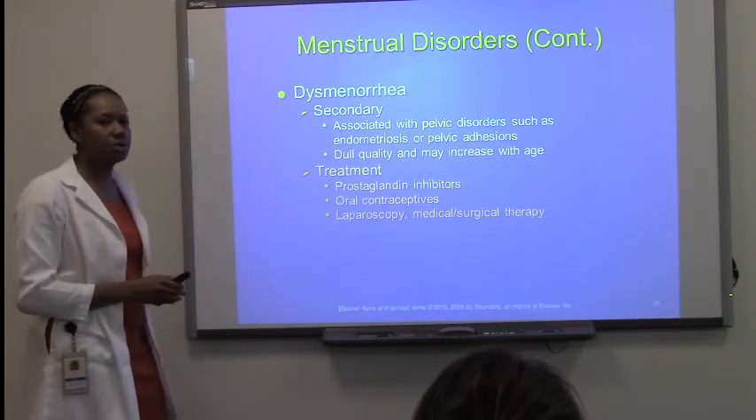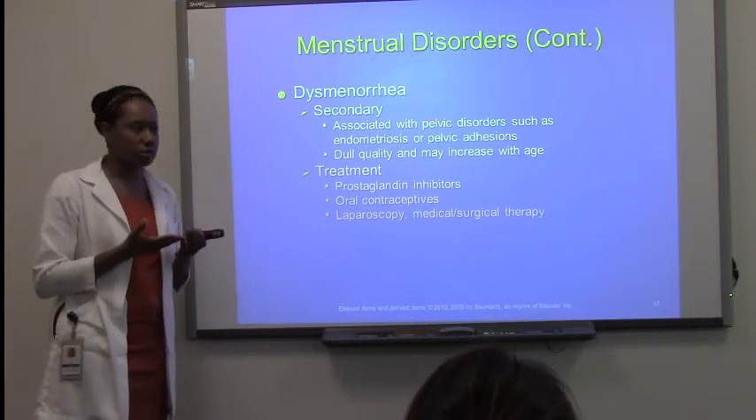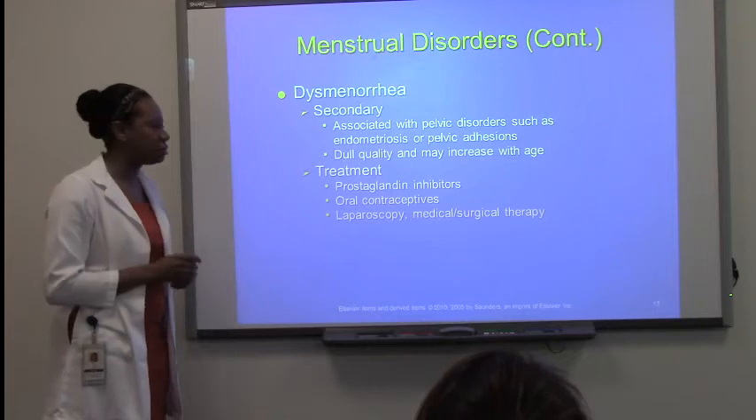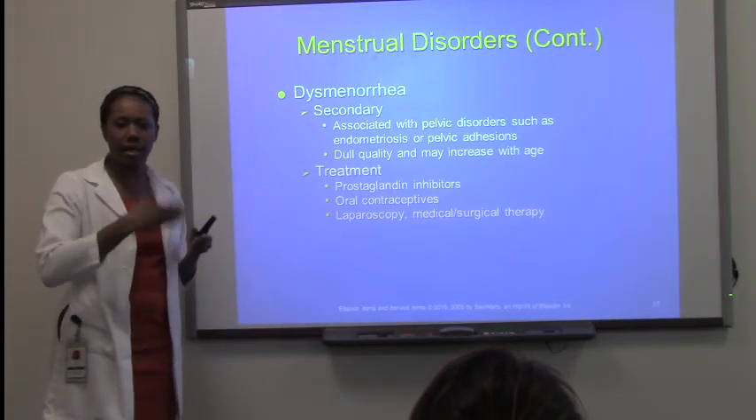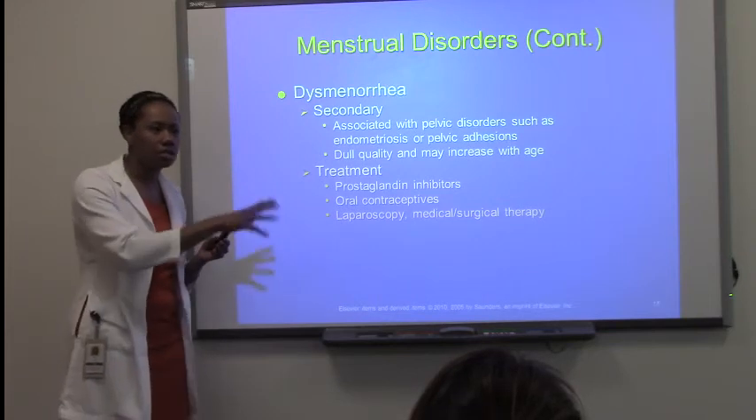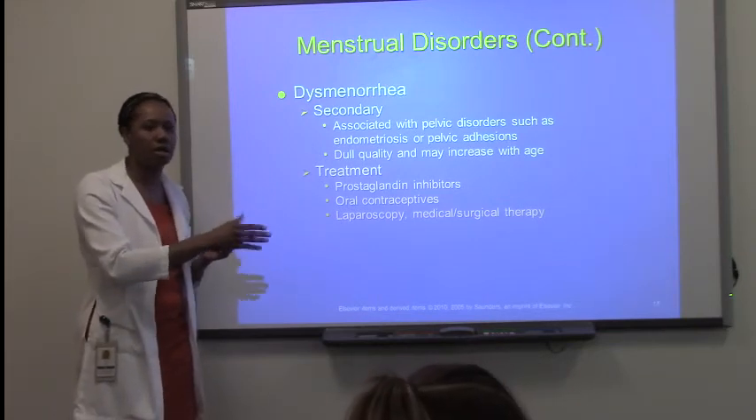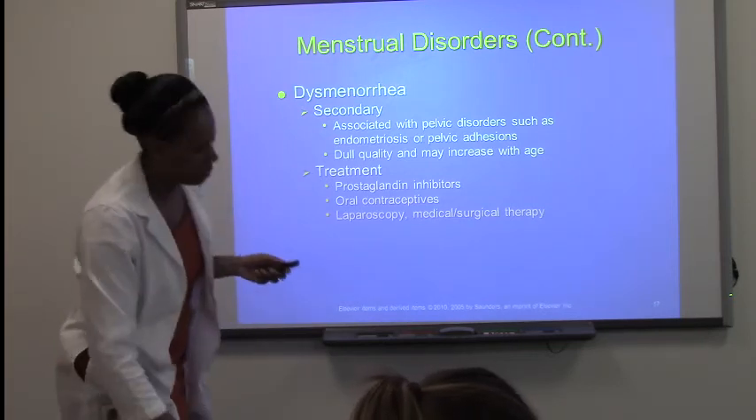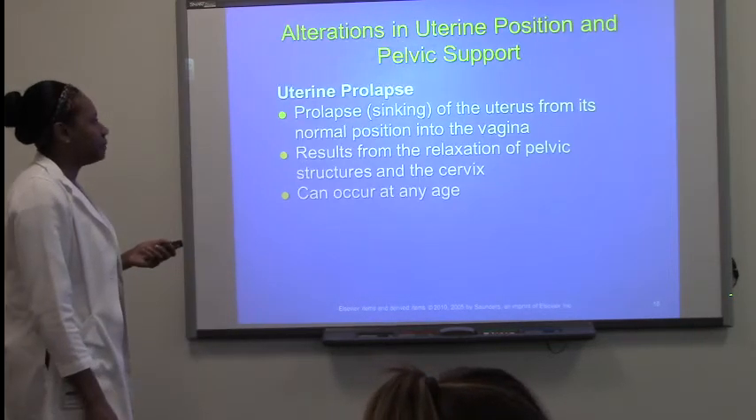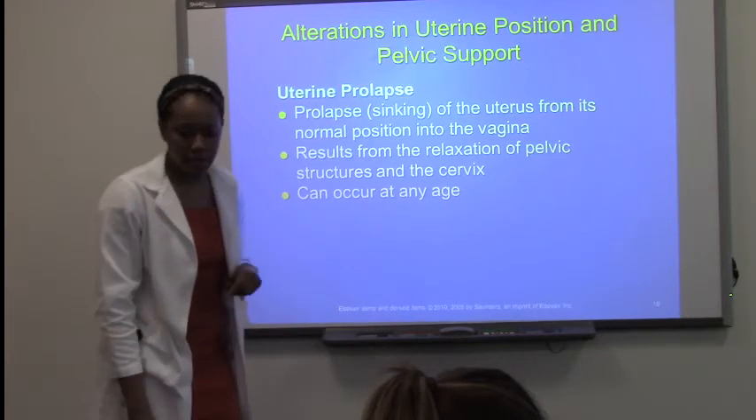Oral contraceptives are given to balance out the hormones, so it'll calm down that whole situation. They will also do surgery to take out any adhesions that are there. So if the adhesions or the fibroids or whatever the cause, they have to treat the cause with this. Okay, so that's that.